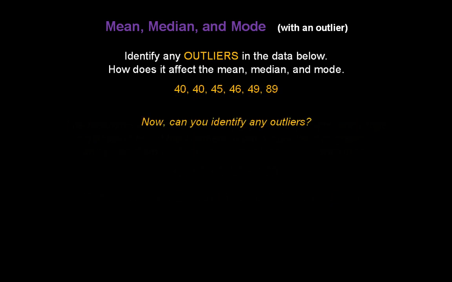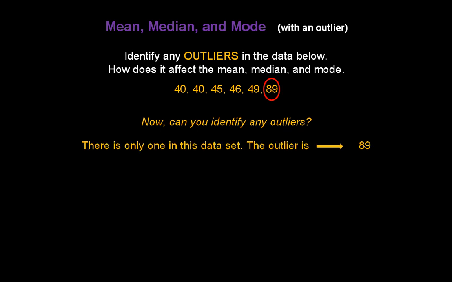First of all, let's identify any outliers in the data below. Can you find any outliers? They're all double-digit numbers, but looks like 5 of them are all in the 40s, then 1 jumps up to 89. So I would think that 89 is going to be our outlier in this case. There's only 1 in the data set, and it's 89.